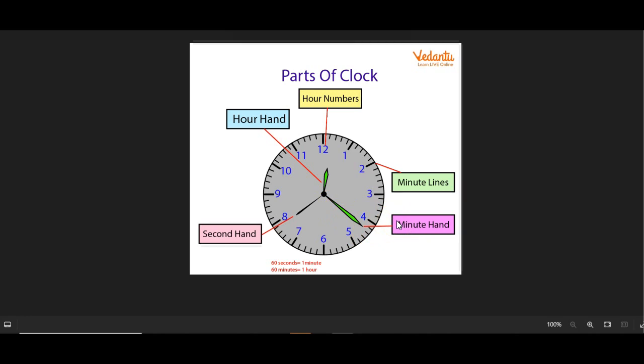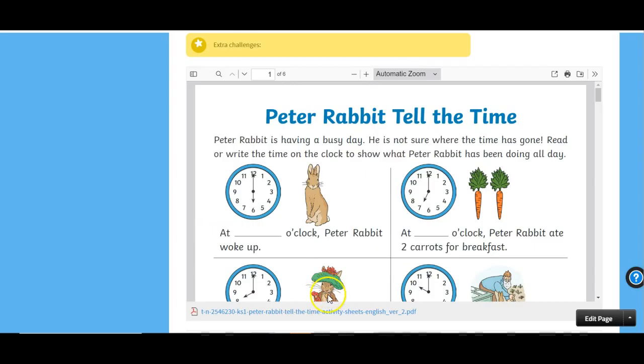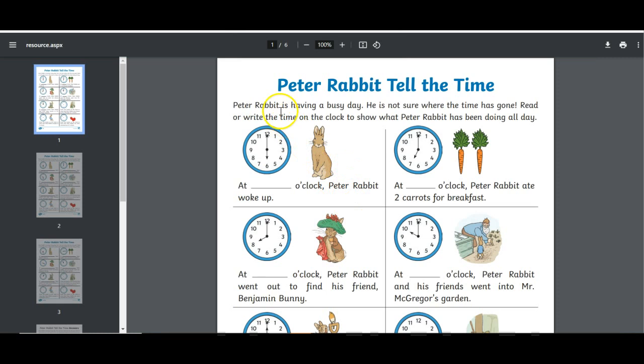Okay, now that we have looked at that, let's try and tell the time with Peter Rabbit. So Peter Rabbit is having a busy day. He is not sure where the time has gone. Read or write the time on the clock to show what Peter Rabbit has been doing all day. Okay, are we ready? So, at something o'clock, Peter Rabbit woke up. At what o'clock?